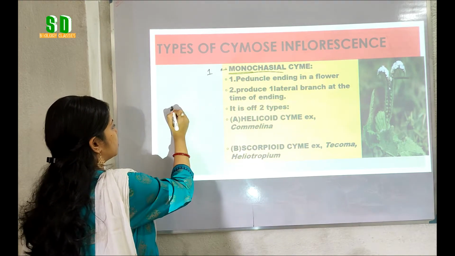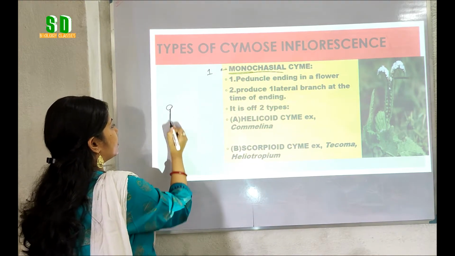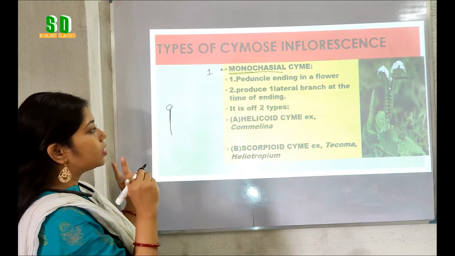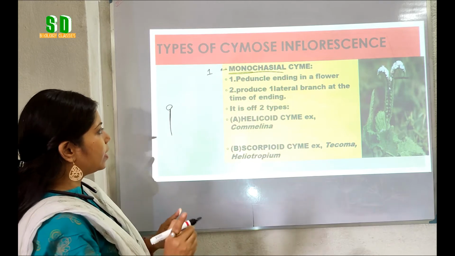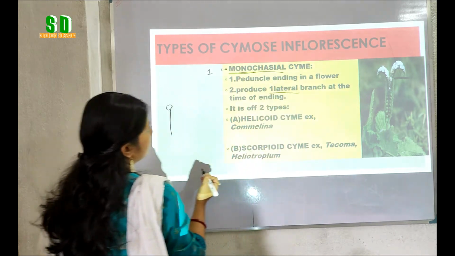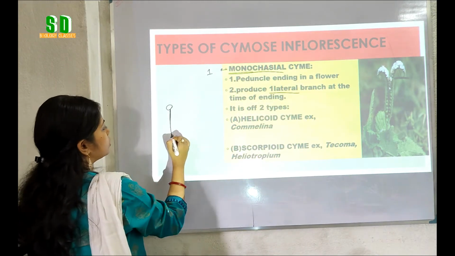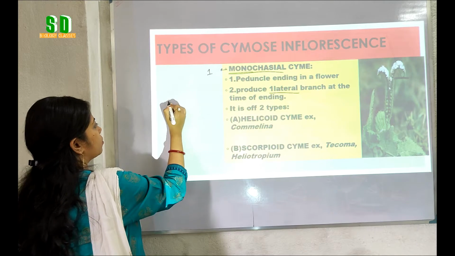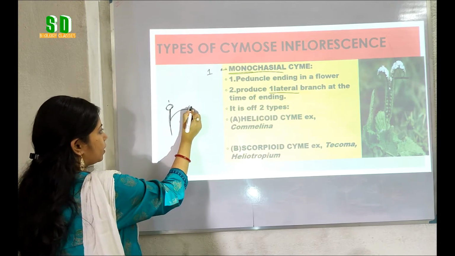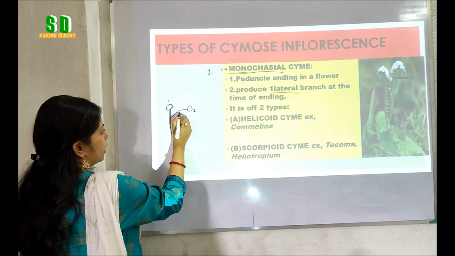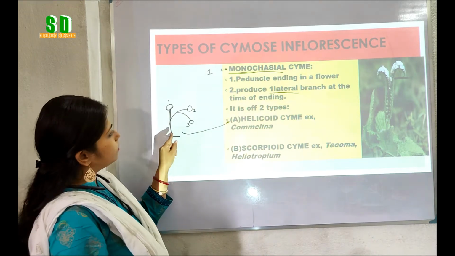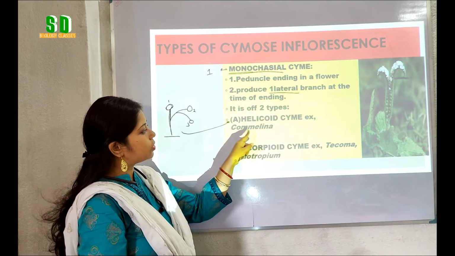Usually in Cymose inflorescence, we can see that the main peduncle terminates in a flower, and when the main peduncle is branched only once, then it is called the monocasial cyme. It produces only one lateral branch at the time of ending. So this peduncle ends up with a flower. Now there is a branch. This is flower number 2. Again we will get another branch, flower number 3. This type of monocasial cyme is also called helicoid cyme.